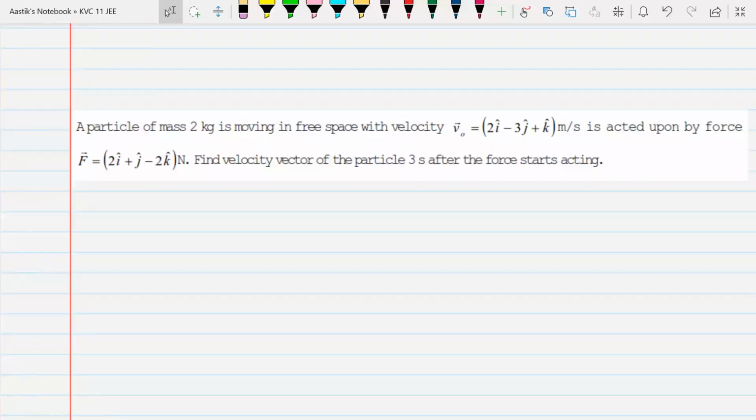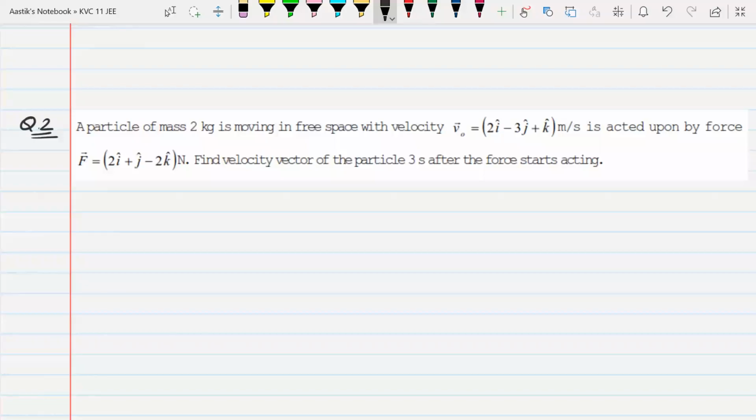So let us move forward and let me present to you question number 2. A particle of mass 2 kg is moving in free space with a velocity 2i minus 3j plus k and is acted upon by a force which is given. Find the velocity vector of the particle 3 seconds after the force starts acting. I'll give you 2 minutes to give me the answer. Let me know once you are done so that we can go ahead.